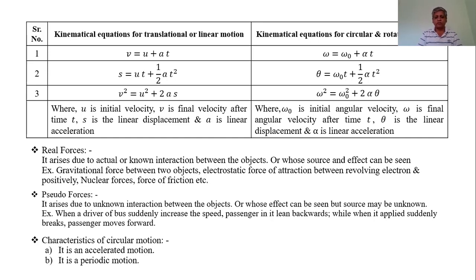That means the motion of the objects arises due to known interaction, or actual forces acting on it. For example, when an object is placed at some height and released, that object falls down. The motion can be seen, and the effect of that motion is due to the gravitational force. That is the known force. That motion is due to the real force. Gravitational force is the real force.